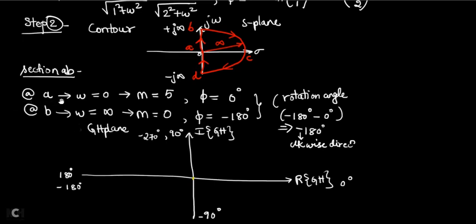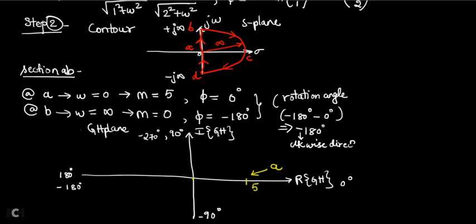Now for point A, the angle should be 0 degree. On the 0 degree line, you have to take a magnitude of 5. The 0 degree line is here. On this line, you have to take a magnitude of 5 somewhere here. So on 0 degree, the magnitude is 5. So this is my point A.